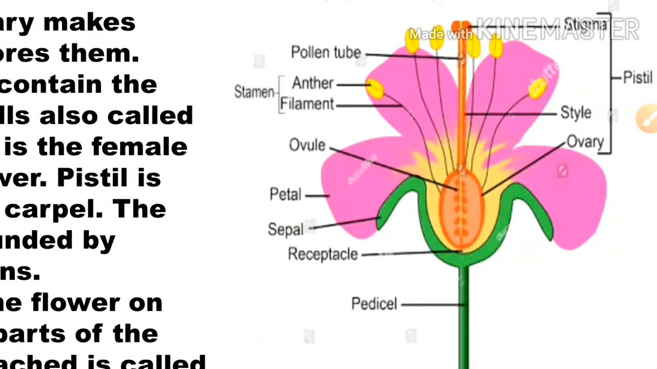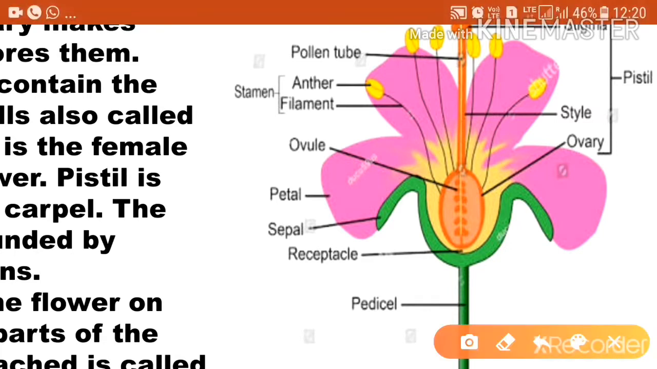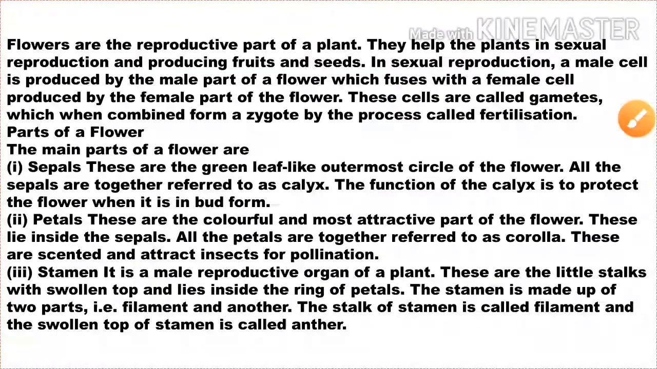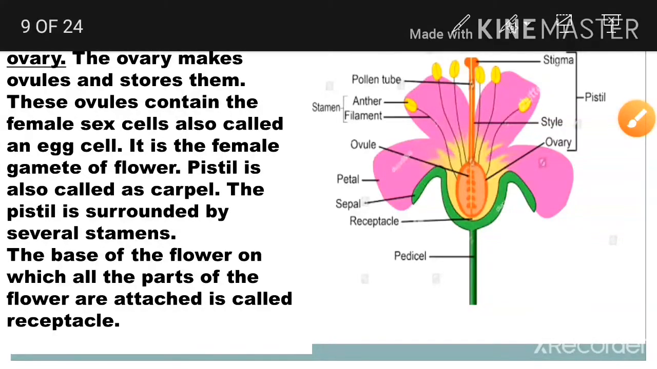This green part is called sepals. Okay, petals. These are the colorful and most attractive part of a flower. These lie inside the sepals. All the petals are together referred to as a corolla. These attract insects for pollination. These are the petals.